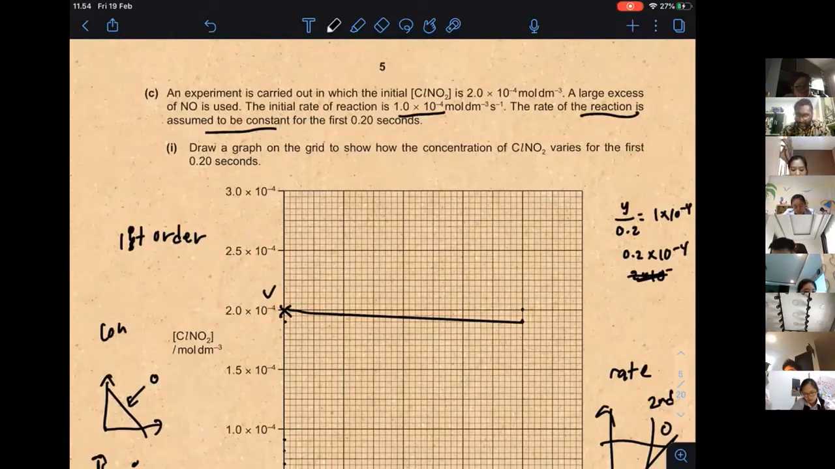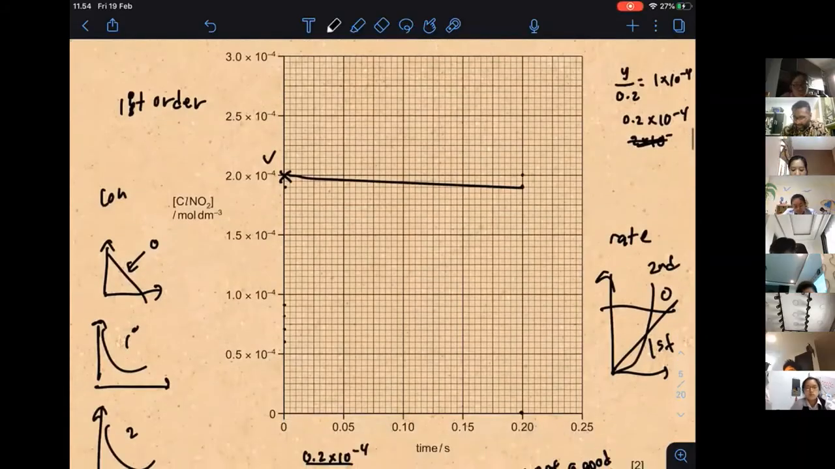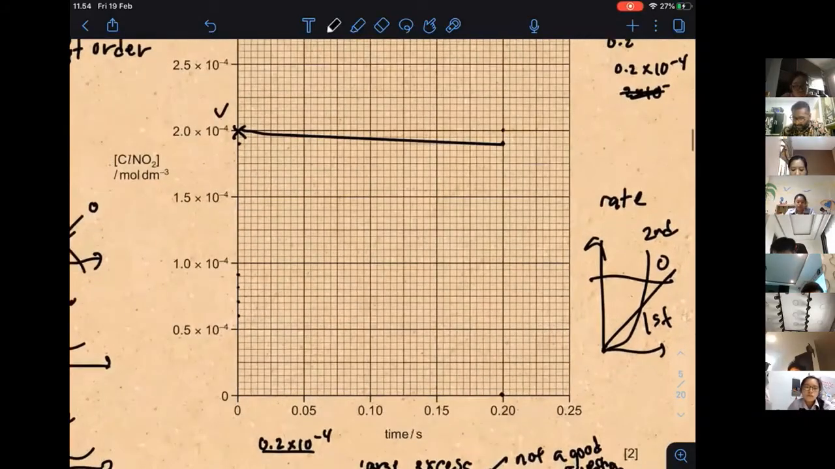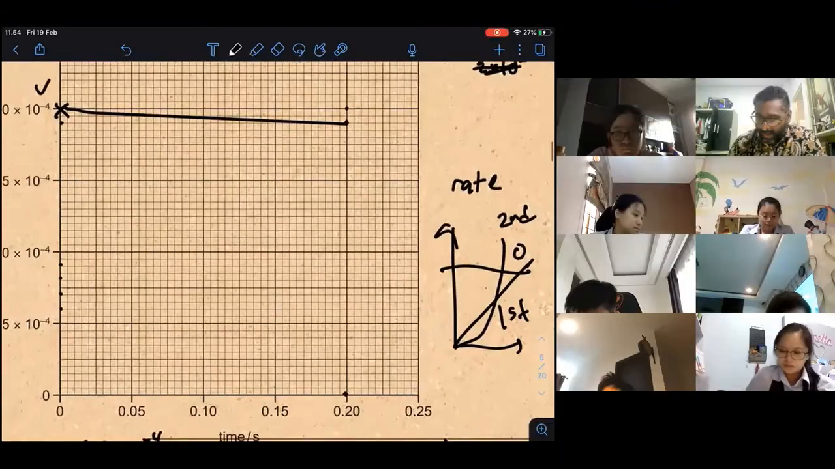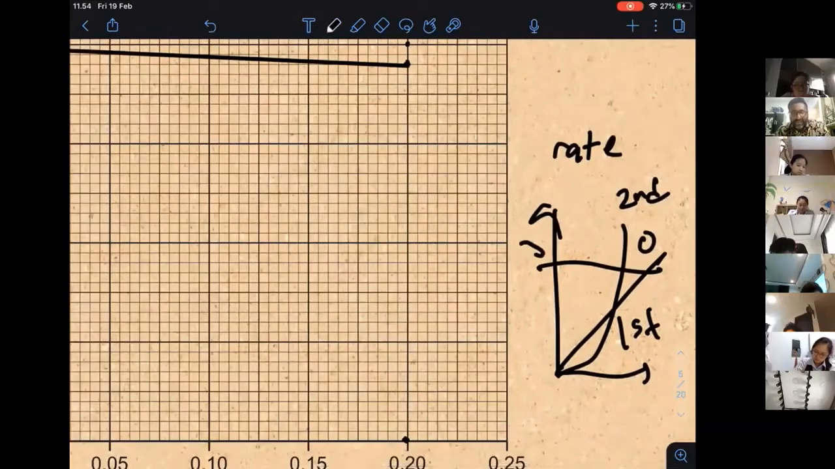Do remember, just now they mentioned that this is first order. Now if it is first order, the rate is not constant. You can see here, the rate, if it is constant, is going to be for zero order. I hope you remember this graph. Rate graph for zero order, then the rate is going to be this line.